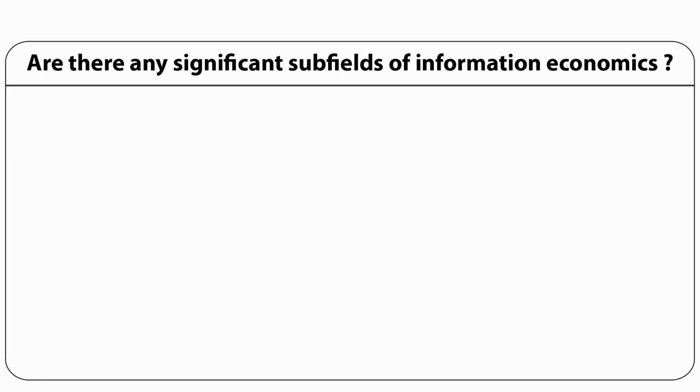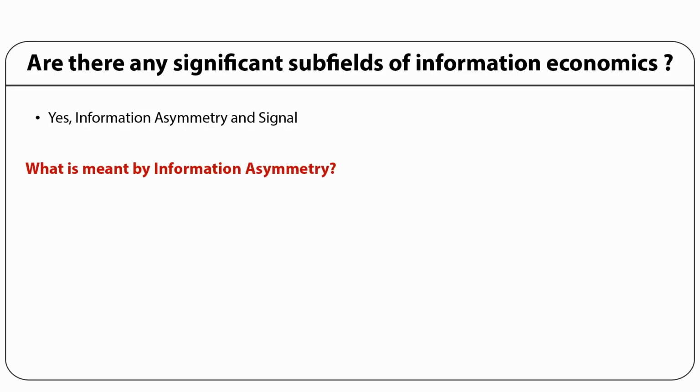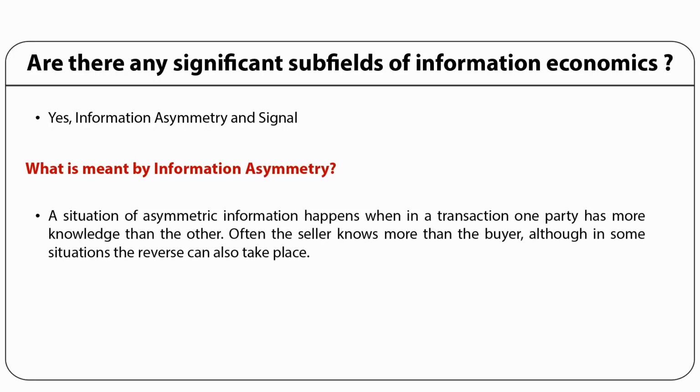Now, you may be wondering, are there any significant subfields of information economics? Yes, information asymmetry and signaling are very significant subfields of information economics. Now, what is meant by information asymmetry? Well, the situation of asymmetric information happens when in a transaction one party has more knowledge than the other. Often the seller knows more than the buyer, although in some situations the reverse can also take place.